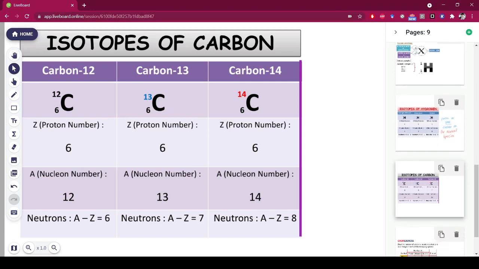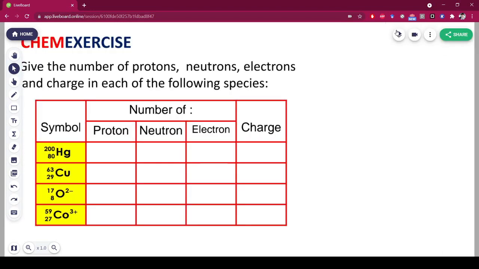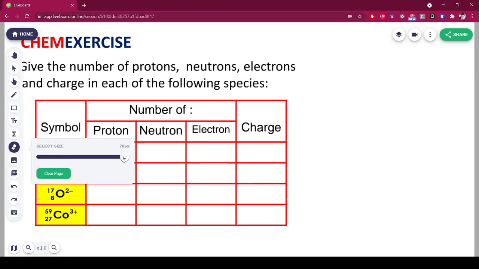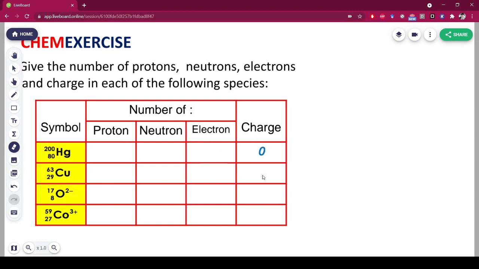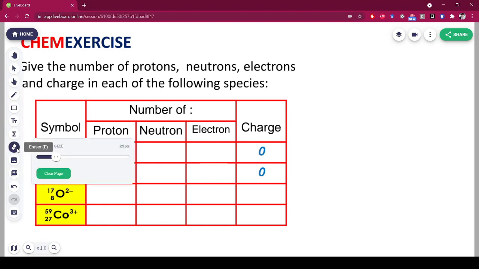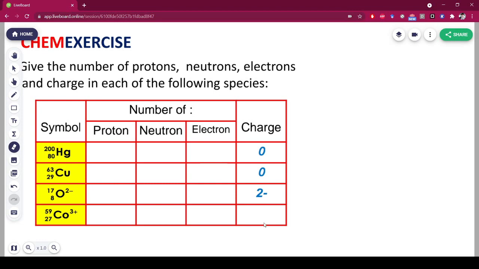Now we're going to try and do some questions here. You have 4 species given to you, and you need to give the number of protons, neutrons, and electrons. And you need to state what the charge is. Obviously, for Hg, or mercury, and copper, the charge is 0, because they do not have a charge. If you look there, you don't have a charge. Like these two, they have charges. When they have charges, that one will be 2 negative. This one is 3 plus charge. Okay, for the charge, that is okay.